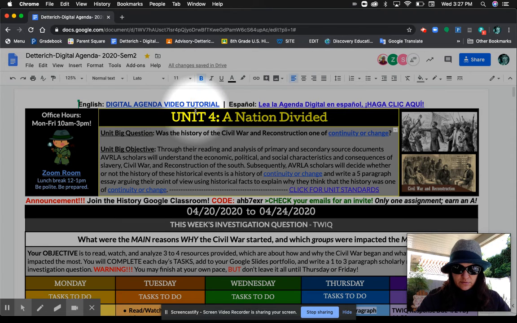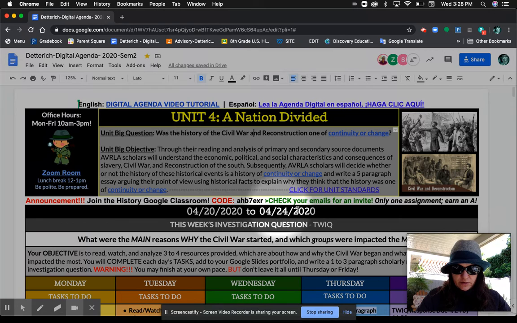Next, the unit is listed at the top and the unit title. Below that, the unit big question. Below that, the unit big objective. This question is the question that we are trying to answer the entire unit through answering our TWICs, or this week's investigation question. The unit big objective can be actually completed if you complete all tasks in the digital agenda. If there are announcements, they will be here or in the Google Classroom.